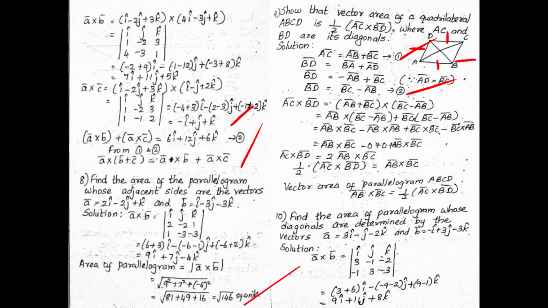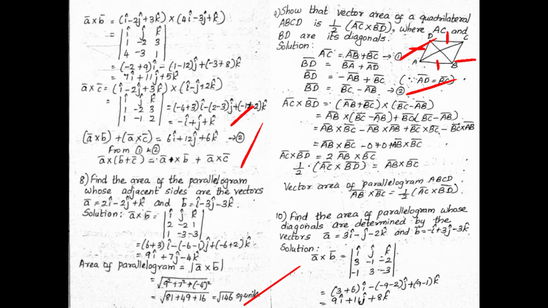This is the second equation. Then do a cross multiplication of AC vector cross BD vector, which is equal to AB vector plus BC vector cross BC vector minus AB vector. Then multiply AB vector with BC vector minus AB vector, plus BC vector into BC vector minus AB vector. So we get AB vector cross BC vector minus AB vector cross AB vector plus BC vector cross BC vector minus BC vector cross AB vector.